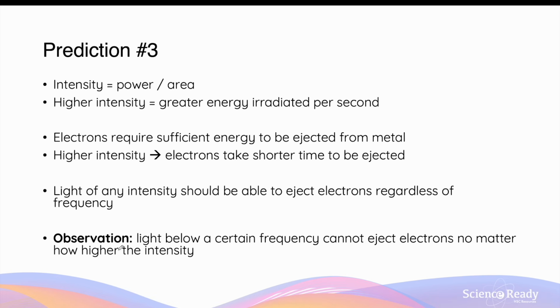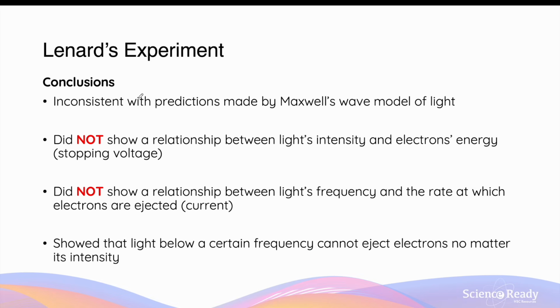However, in Lenard's experiment, it was observed that light or radiation below a certain frequency actually cannot eject electrons, no matter how high the intensity of the light was. This contradicted the third prediction made by the classical model. In conclusion, Lenard's experiment on the photoelectric effect produced numerous observations that were inconsistent with the predictions made by Maxwell's wave model of light.